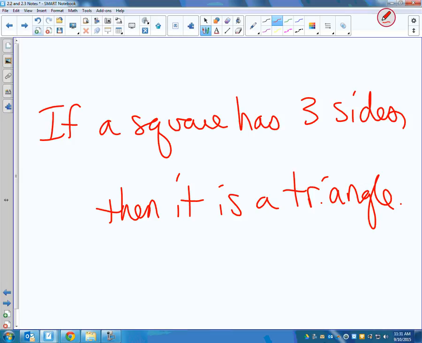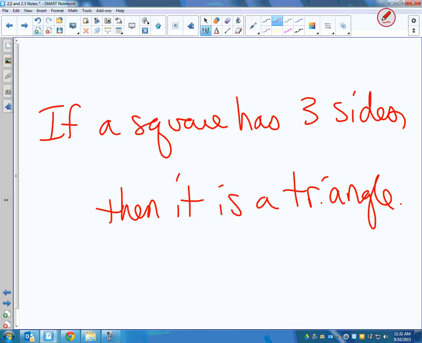So here's the thing. If a square has 3 sides, then it is a triangle. What do you think about that? Do you think it's true or false? Gary, you're here first. What do you think? What do you think, Audrey? I was going to say it's false. I say it's technically true.